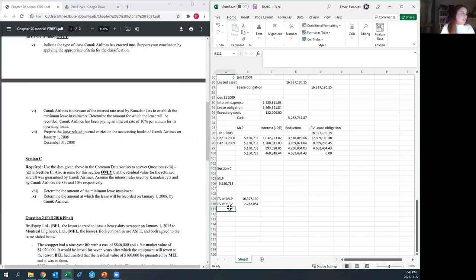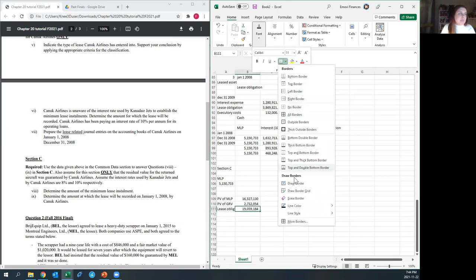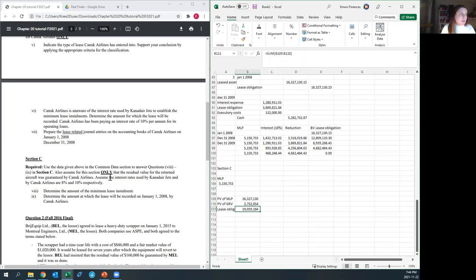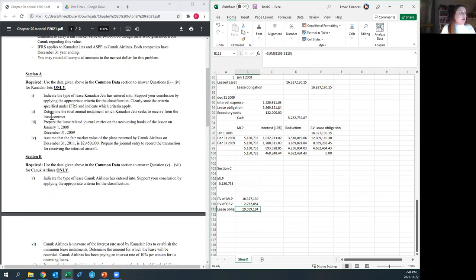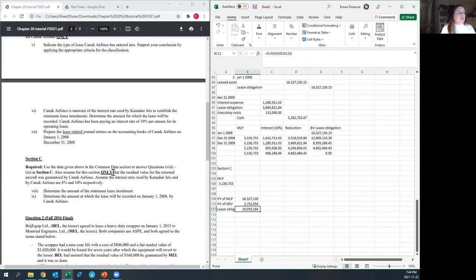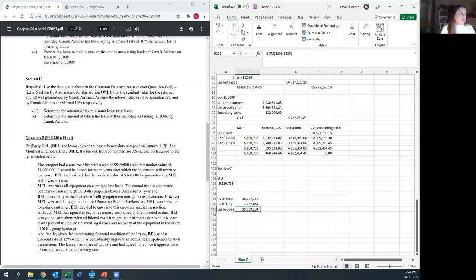So that means that their lease obligation will be 19 million, 19,059,000. And that's it for question 1. So what might happen during your final is you might have one multiple choice for this, one multiple choice for this. So it might be broken up into smaller sections.